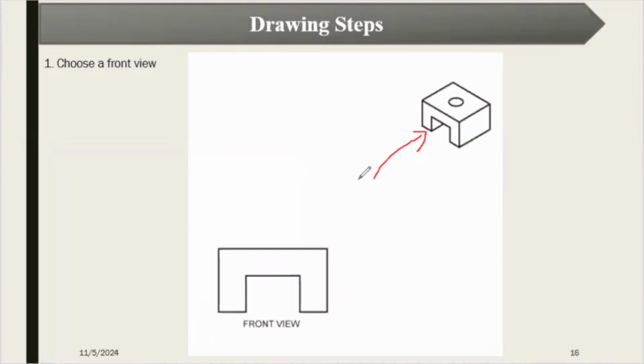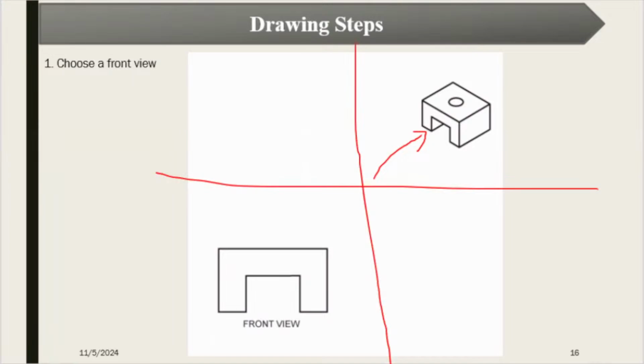So they have chosen this as the front view. Okay, so that is the front view now. So now you have to divide your paper to 4 sides. And in the diagonal square you have to draw the front view. So we draw the front view diagonal.